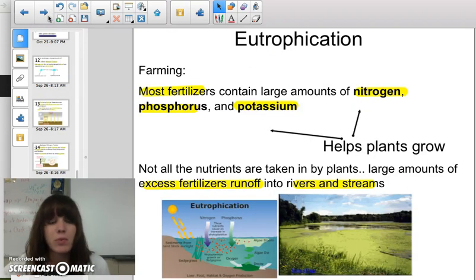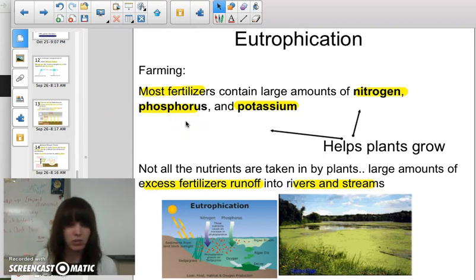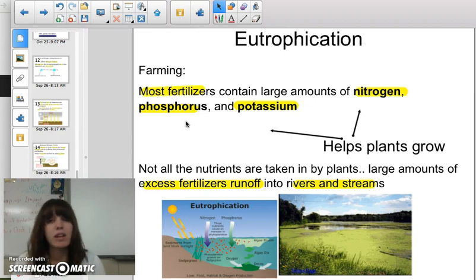Now another way that nitrogen cycles can be affected or changed is through the process of eutrophication. And so we learned about this with our lab, with our algae and fertilizer lab. And so farmers and gardeners and homeowners who want a nice green lawn use fertilizers and put a lot of nitrogen, phosphorus, and potassium. Those are all plant food.